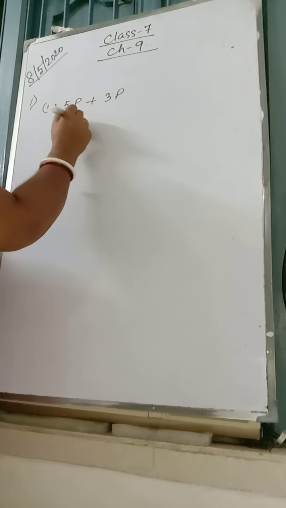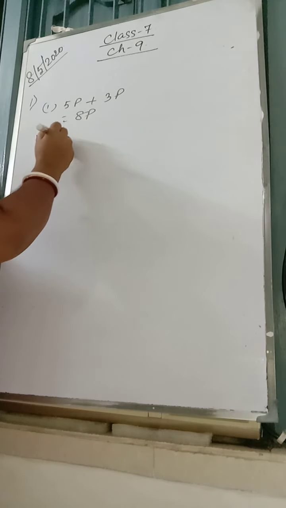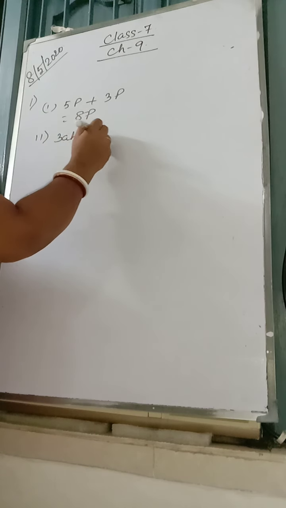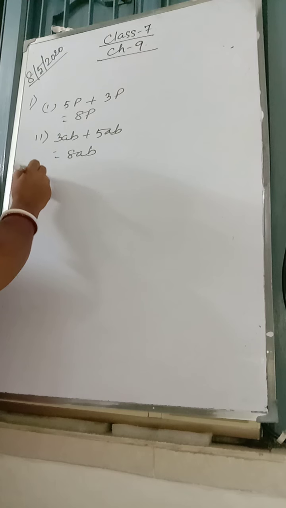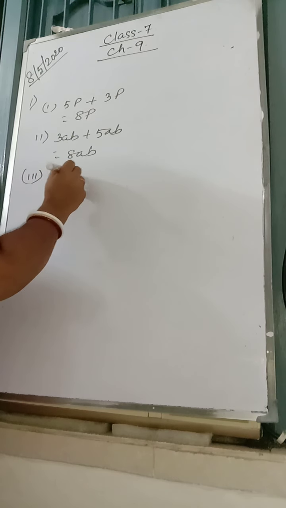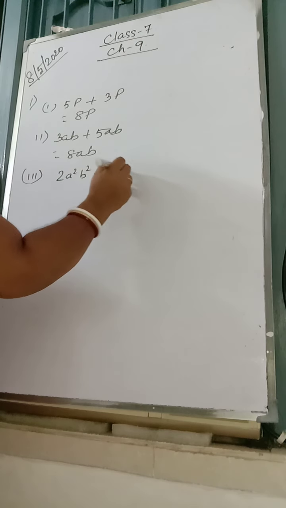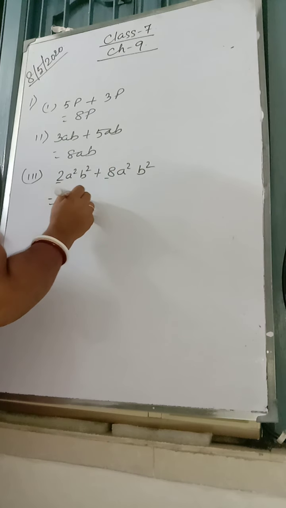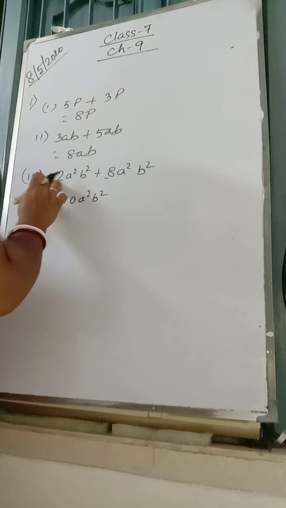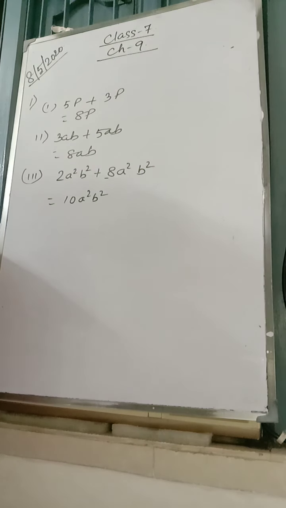5p plus 3p, that gives you 8p. Number 2, 3ab plus 5ab, 8ab. Number 3, 2a square b square plus 8a square b square. Only you have to add the numbers, that gives you 10a square b square. The variables remain as they are dear. Okay. Now see number 6.